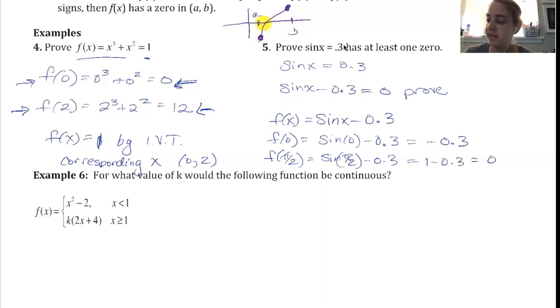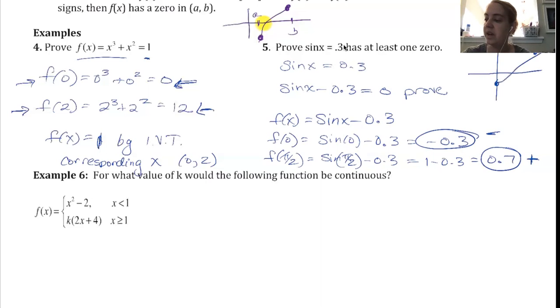This is 0.7. To prove the existence of zeros, we want to know that there are opposite signs. So the first one is negative, the second one is positive. I had to cross the x-axis somewhere. So 0 and negative 0.3, and pi over 2 and 0.7. Somewhere over here, I had to cross the x-axis. So that's my existence of zeros. I know that it's there, which is no problem.